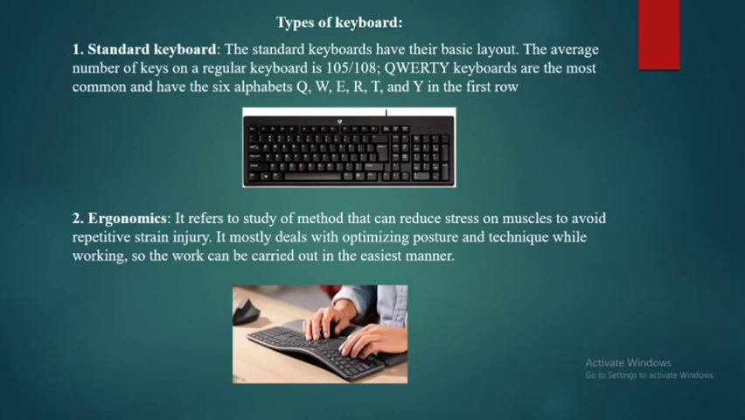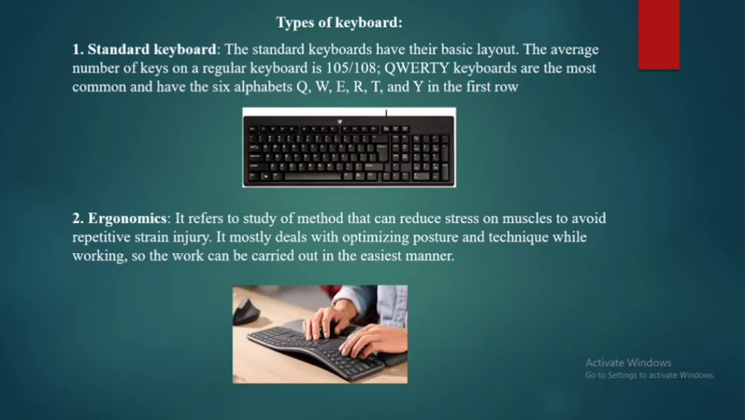Okay, so next is ergonomics keyboard. It refers to the study of methods that can reduce stress on the muscles to avoid repetitive strain injury. So when typing on a keyboard, muscle pain or stress on the muscles can happen. So in order to reduce the stress on our muscles or to avoid some strain injuries to our muscles or arm bones, we are going to use ergonomics keyboard.